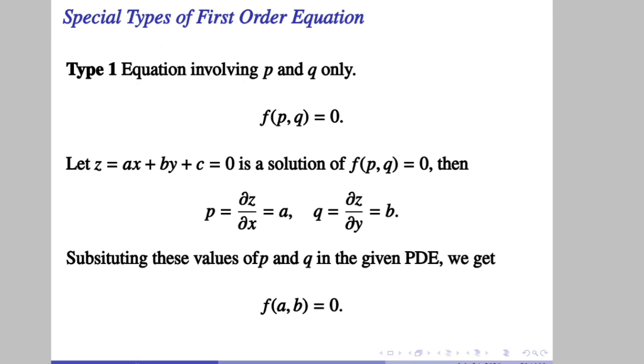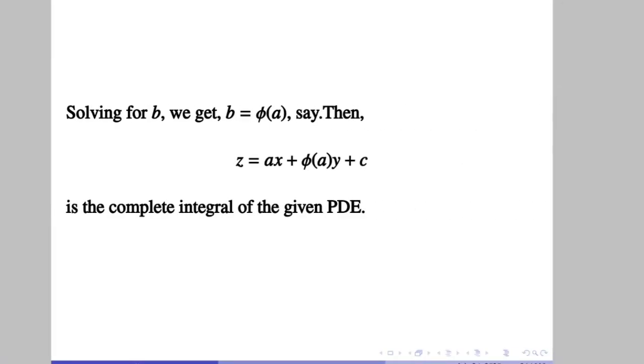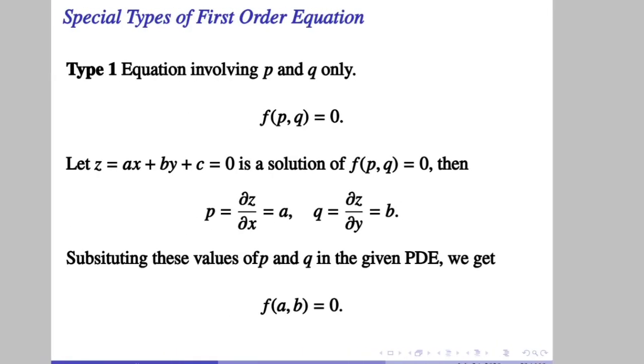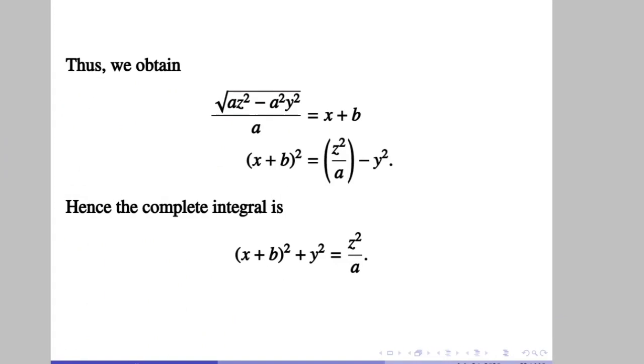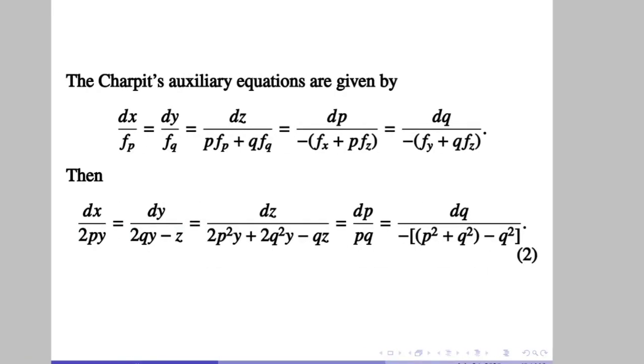Substituting here f of a comma b, we are getting b is equal to phi of a, and then we are taking it as a complete integral. That means here we are using Charpit's method. How? Here you can see, this f, the first type, f contains only p and q. That means fx is 0, fz is 0. So dp by 0. Similarly, fy is 0, fz is 0.